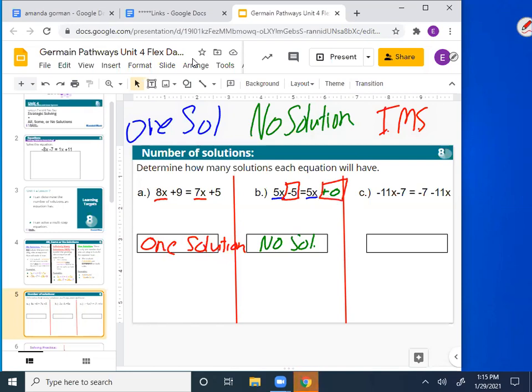Like Avery said, if we subtract 5x from each side, they would cancel out on both sides and we get negative 5 is equal to 0. And that's never, ever, ever going to be true. So it's going to have no solutions. Couple different explanations as to why. Nice job.